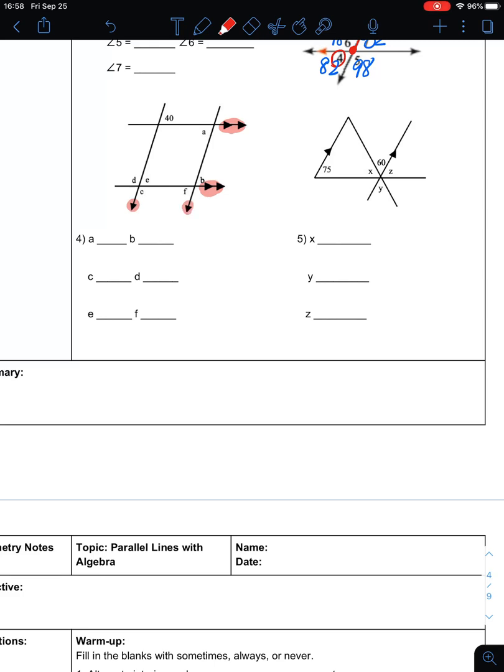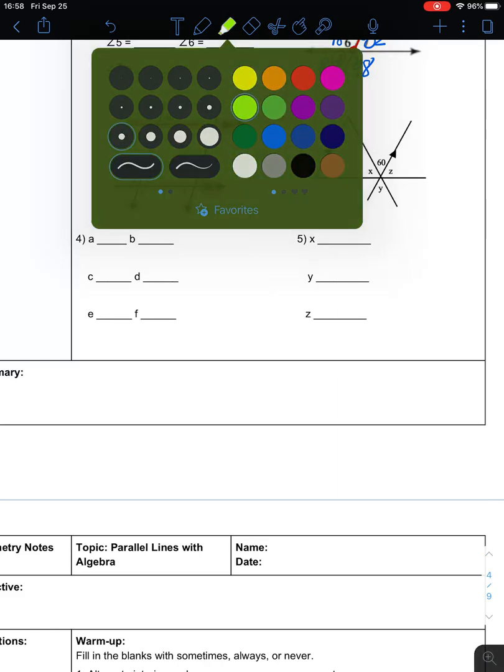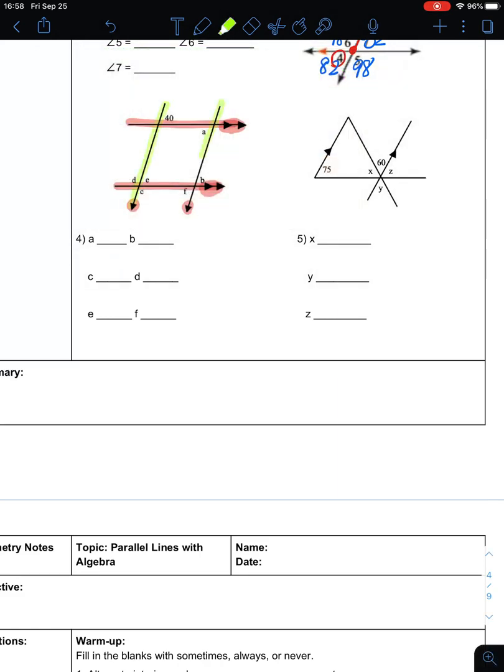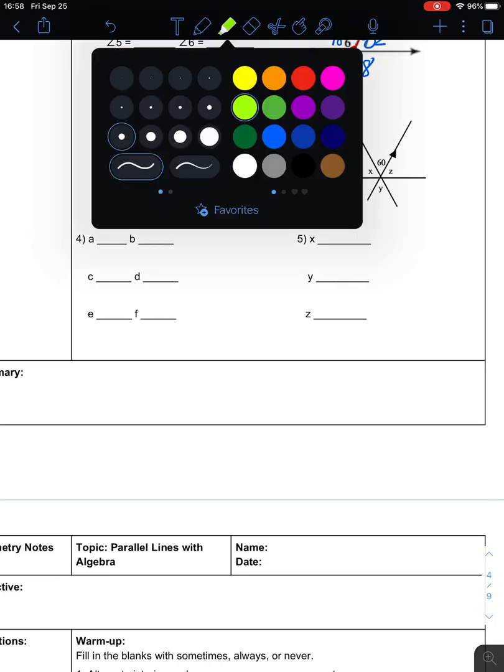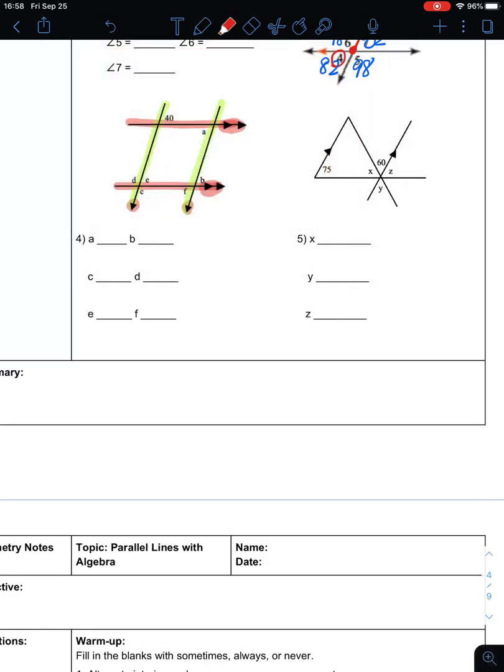And these arrows mean that those two lines are parallel. So we're going to start working our way along these parallel lines. So I've got these two parallel lines here, and then let me do these in a different color so we can keep them straight. So if I look here at this 40-degree angle, that's where I started. I want to start working my way around.